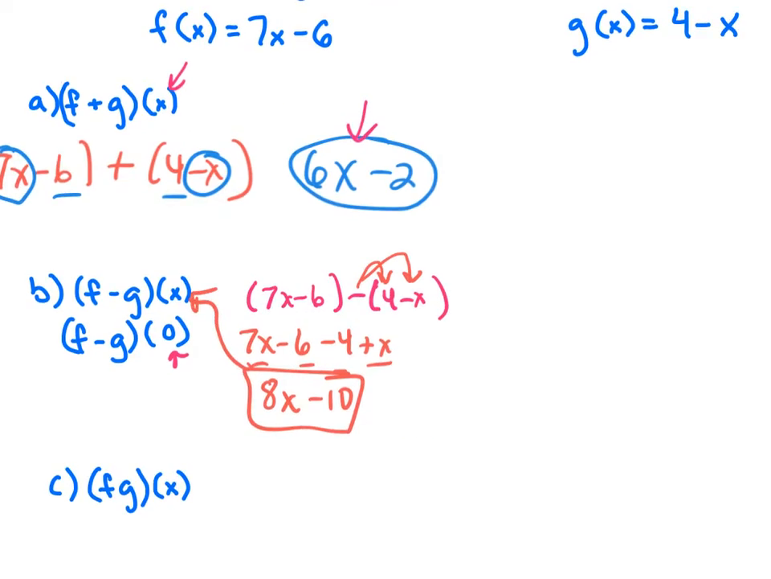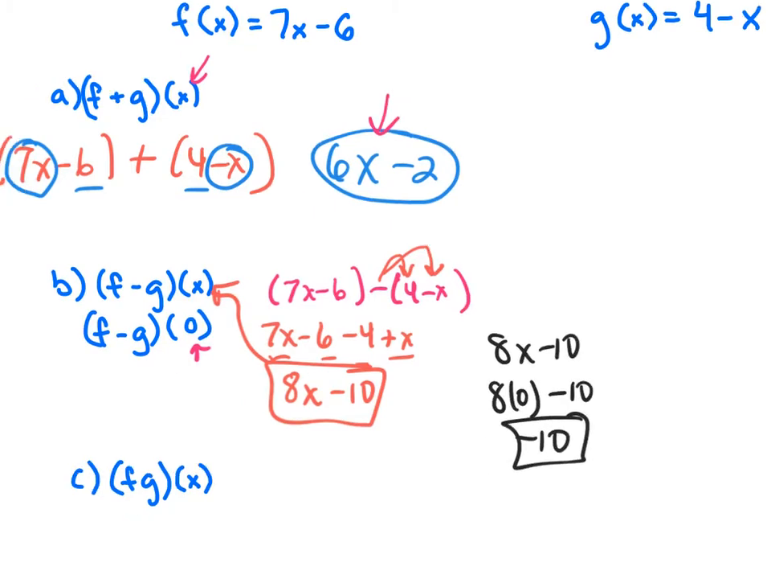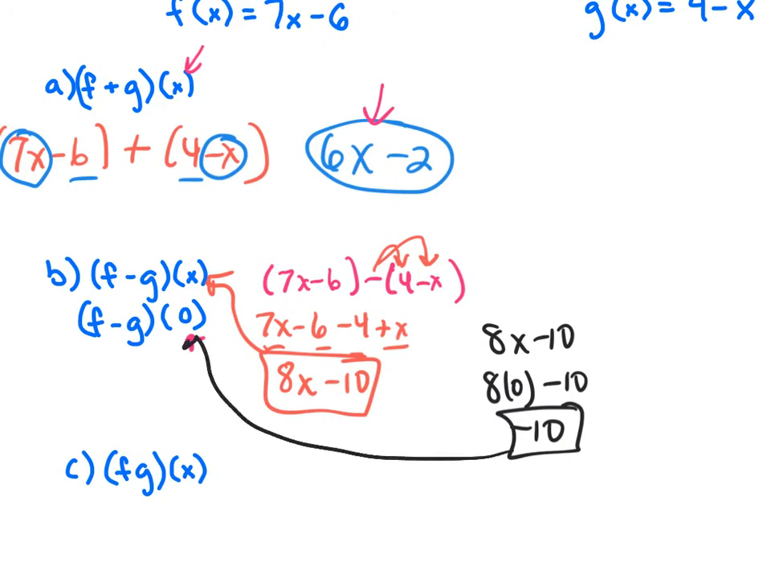Now if I want f minus g of 0, that means I take what I got for f minus g, which is 8x minus 10. I plug in 0 for my x, and I get the answer of negative 10. So again, if they want a numerical value, they will give you a number to plug in.